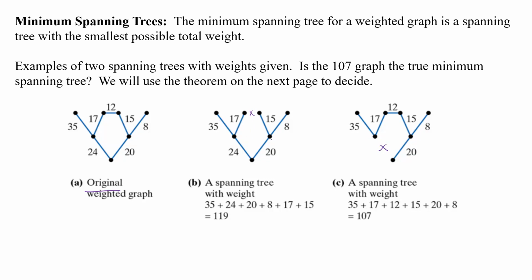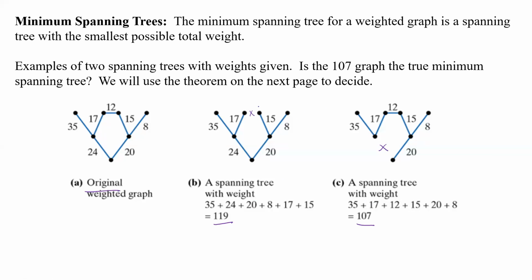Well, then when we add these together, this one we found a spanning tree is 119. Here we find the spanning tree is 107. Basically, again, adding all the weighted sides together. So we deleted the 12 here and we deleted the 24 here. Those are the two possible spanning trees that we just came up with on our own.